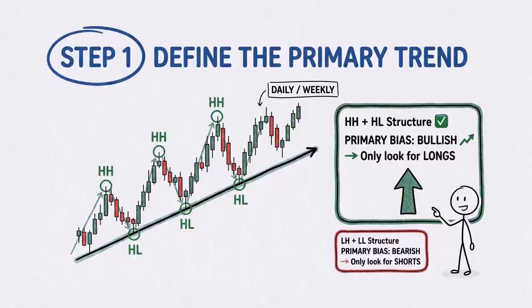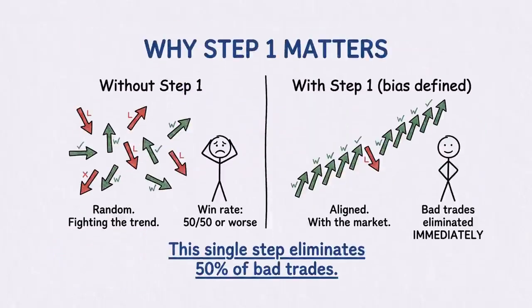Step 1. Define the primary trend. Open your weekly or daily chart. Read the swing structure. Higher highs and higher lows. Your bias is bullish. You only look for longs. Lower highs and lower lows. Your bias is bearish. You only look for shorts. This step eliminates 50% of bad trades immediately. You never fight the primary trend.